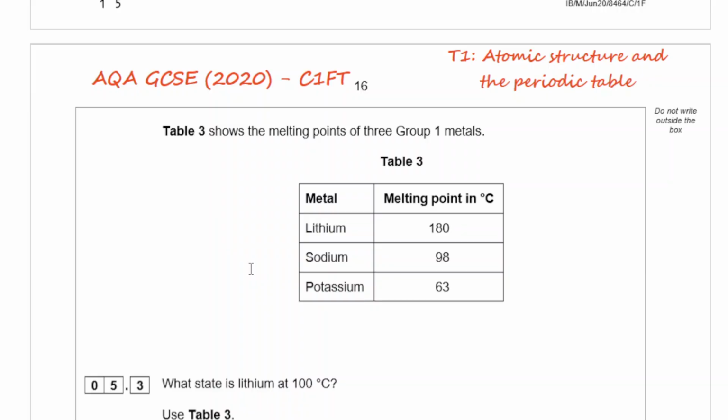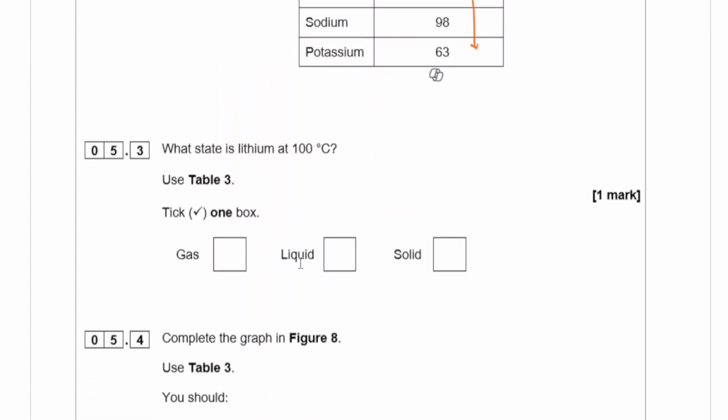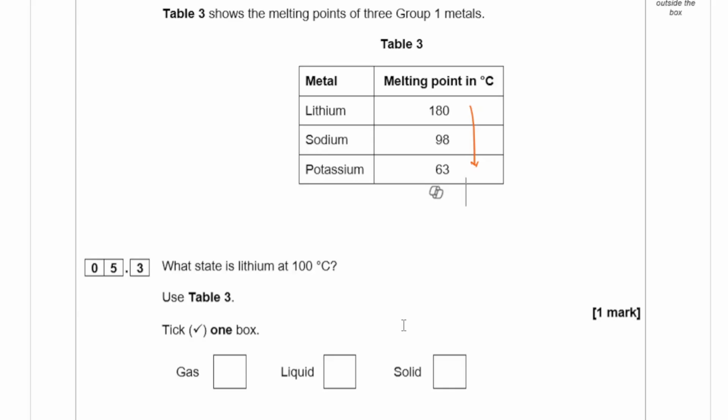Table 3 shows the melting points of 3 group 1 metals. You've got lithium, sodium, potassium. This is actually group 1. Lithium is on the top. Potassium is actually towards the bottom, the third element in that group. So what is happening to the melting point is it is going down. What state is lithium at 100 degrees Celsius? Now, at 100 degrees Celsius, it would be a solid because it takes 180 degrees for it to melt.